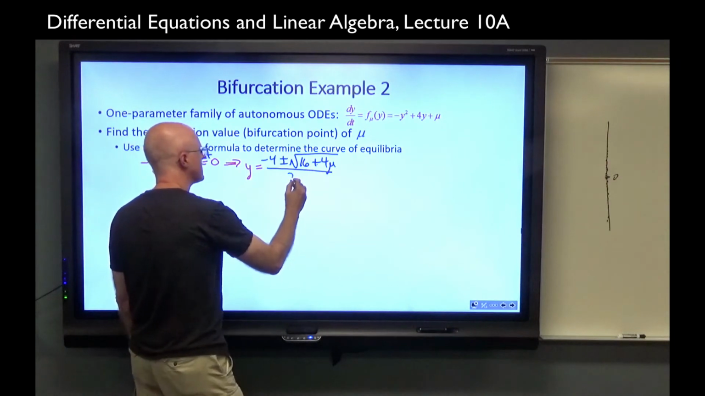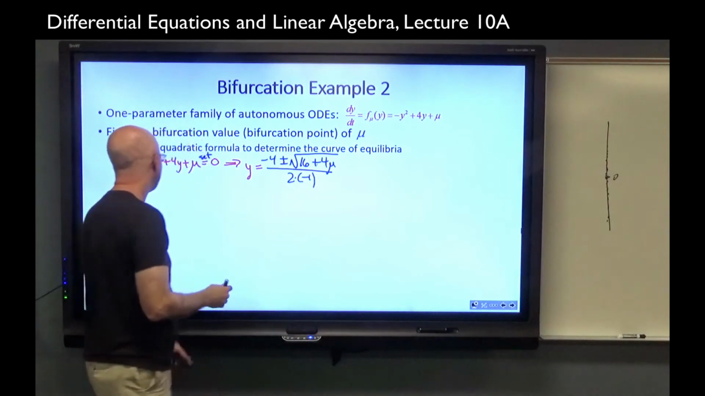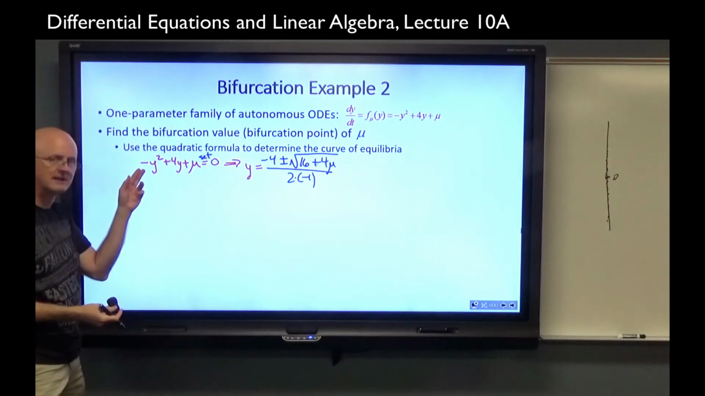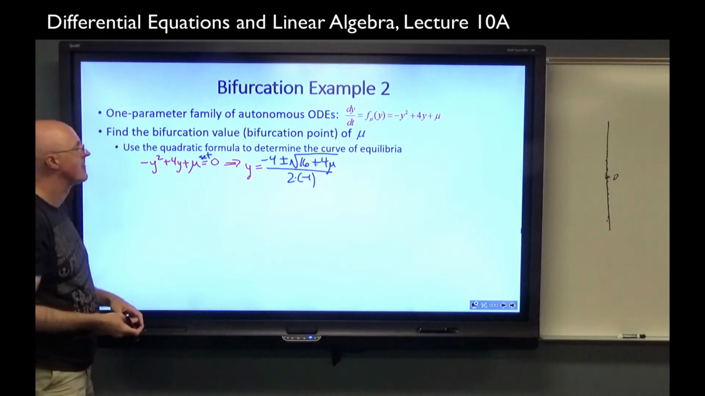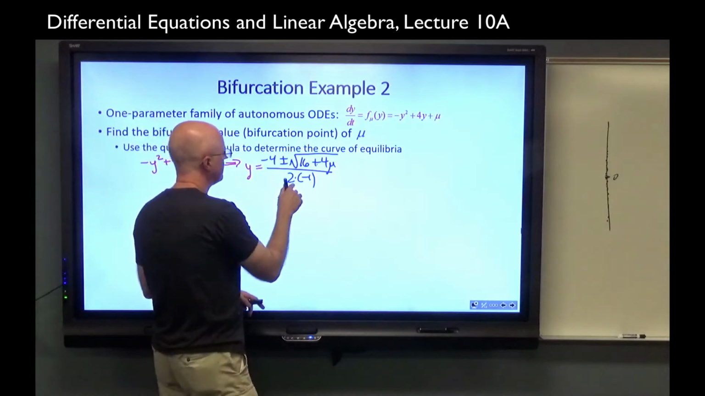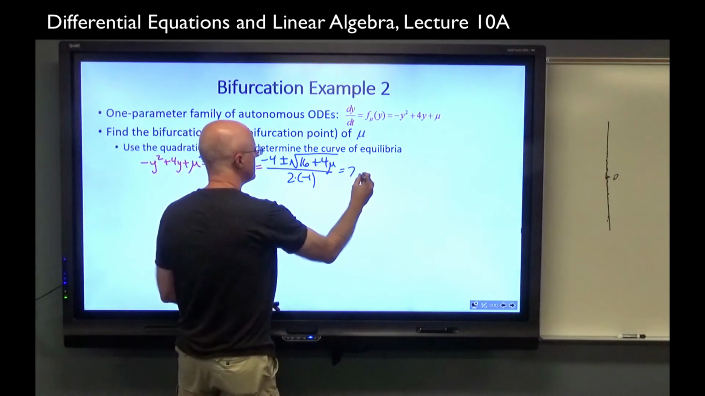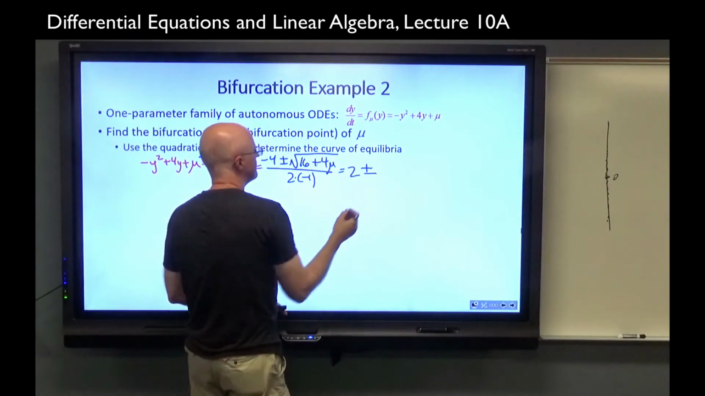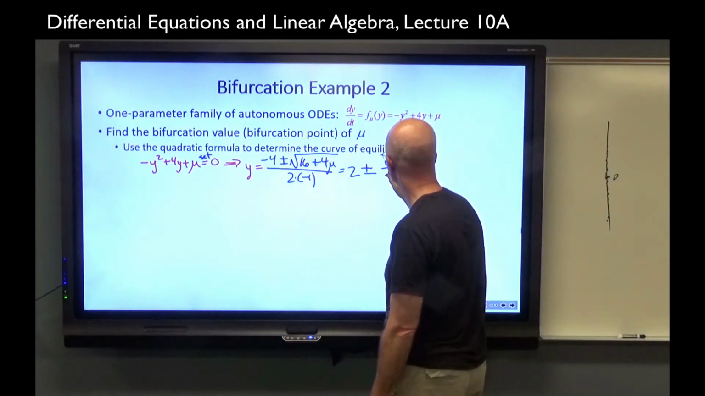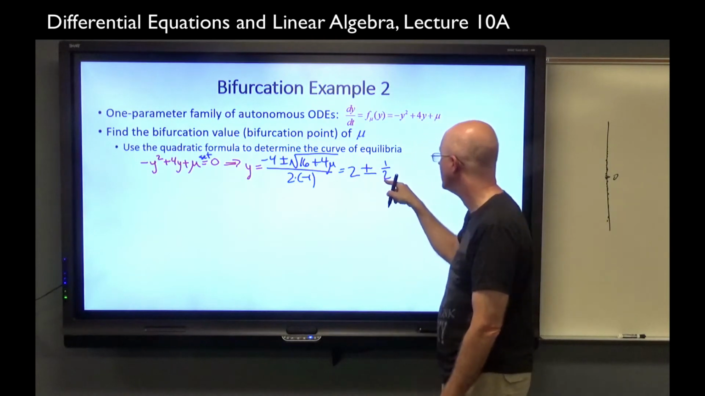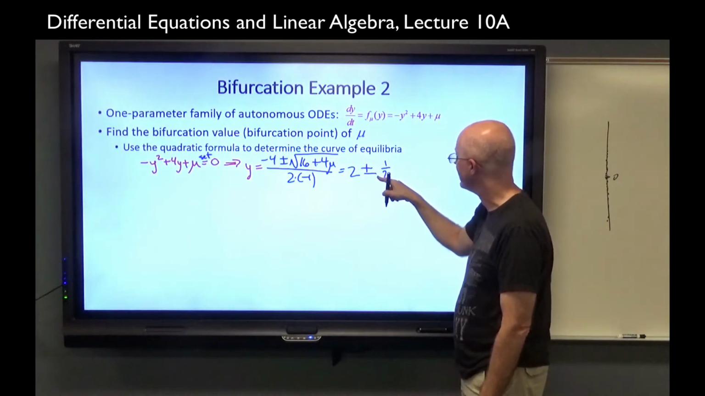All over 2 times a is all over 2 times -1. The a here in the quadratic formula is -1, the b is positive 4, the c is mu. -4 divided by -2 is positive 2. The plus or minus really doesn't affect this, I don't have to put a -2 down here, I could, but because I got a plus or minus there, I don't have to.